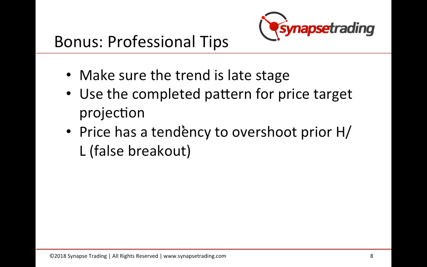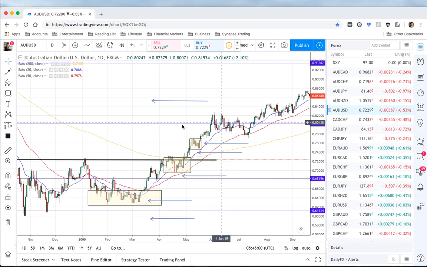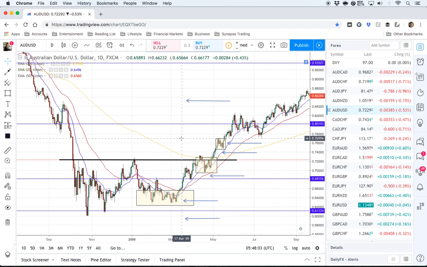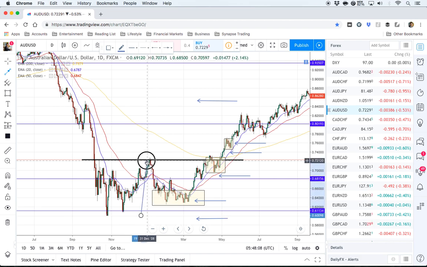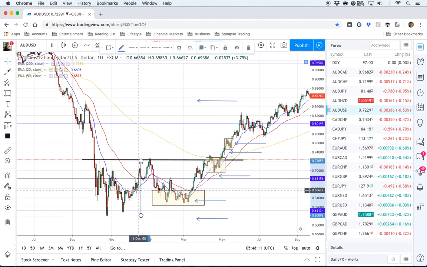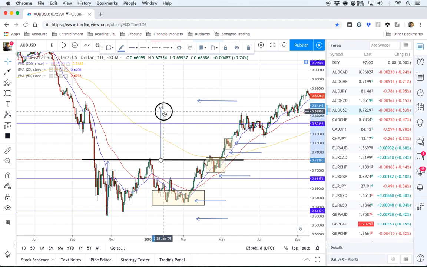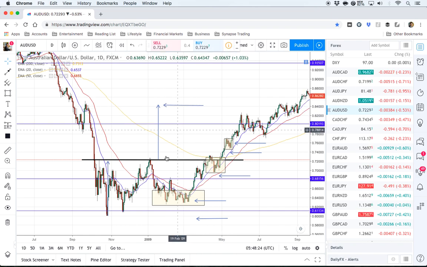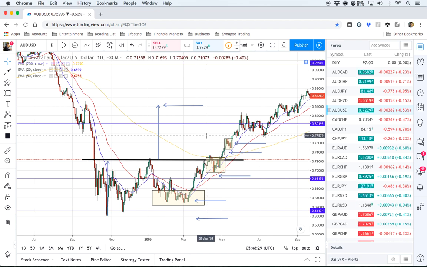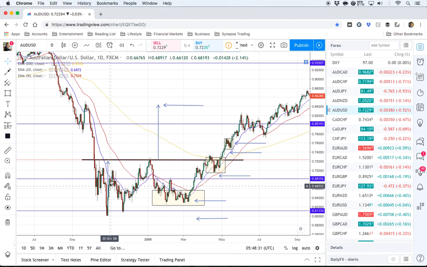Okay, next, you can use the pattern for price target projection. This is something quite interesting. If you look at the height of the pattern, usually you take the lowest point, which is down here, to the neckline, and you duplicate this, and you can get a potential price projection. So this will be a good target for your double bottom. In the same way, if it's a double top, you can use the same price measurement technique to get a price target.